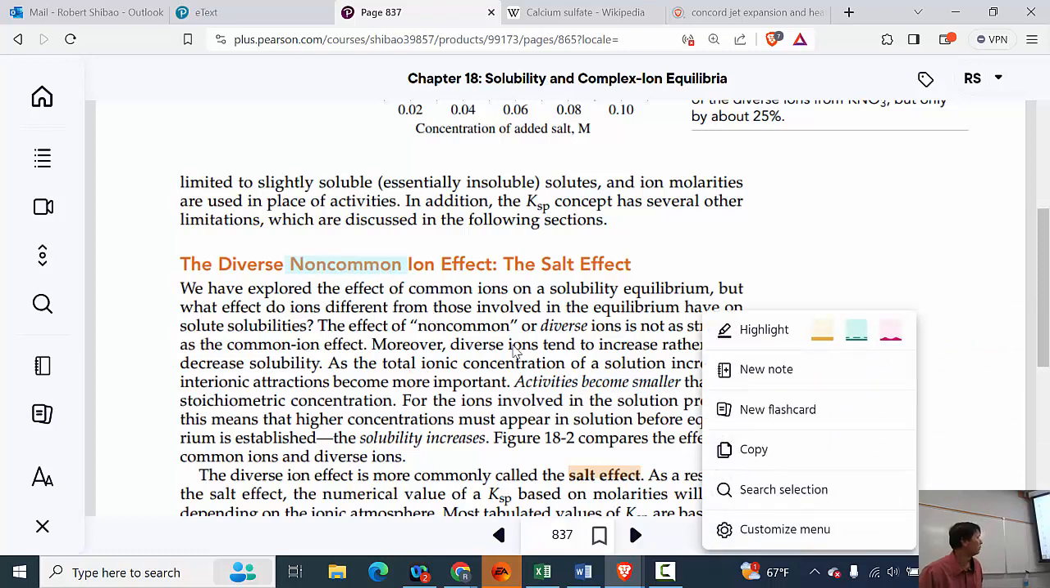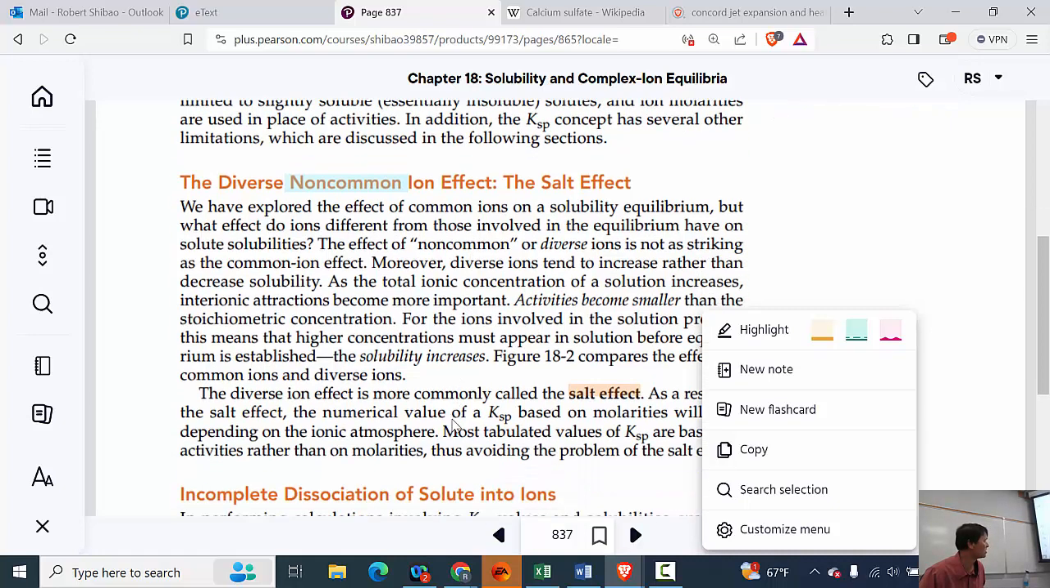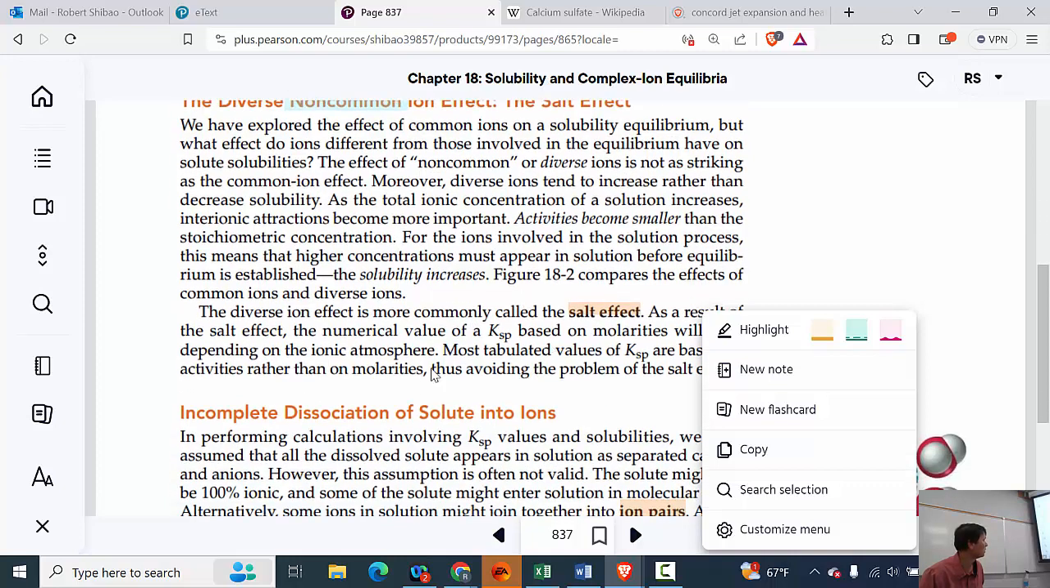And so we have the common ion effect, and this is called the uncommon ion effect, or the non-common ion effect. What happens is solubility actually increases. It increases because it reduces the free ion concentration. So this is like a Le Chatelier shift, but it's a really weird one.